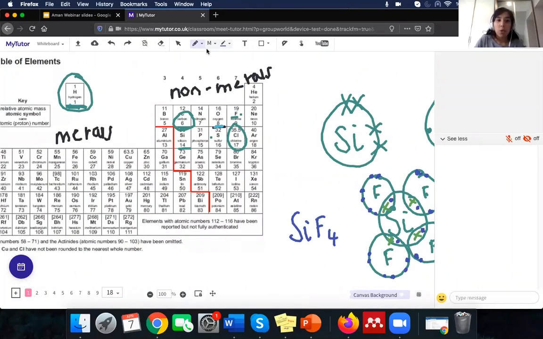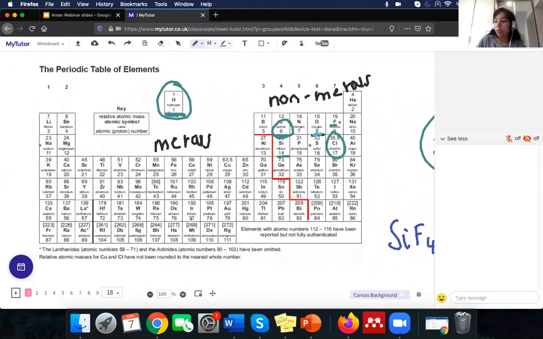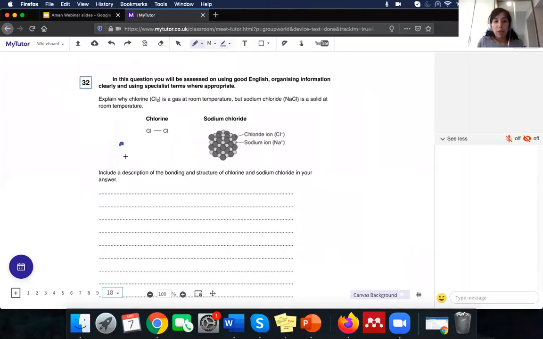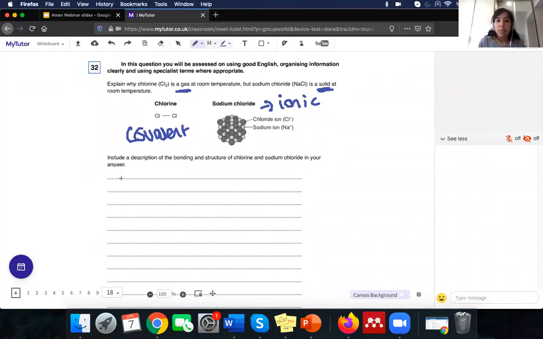Yep, exactly correct. Chlorine is made of covalent bonds, and sodium chloride, does anyone know what sodium chloride is made of? Yep, it's made of ionic bonds, and that is because sodium is a metal, chlorine is a non-metal. So that's the first thing to understand, what type of bonding is occurring. So we know that chlorine is made of covalent bonds, and sodium chloride is made of ionic bonds. This is asking to explain why chlorine is a gas at room temperature, but sodium chloride is a solid at room temperature. So if we start with chlorine, chlorine is made of these covalent molecules.